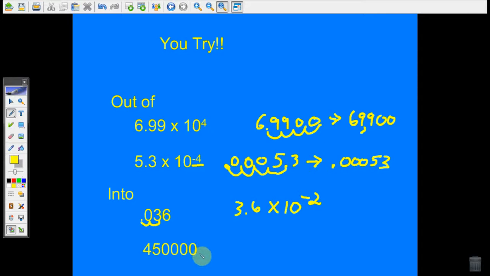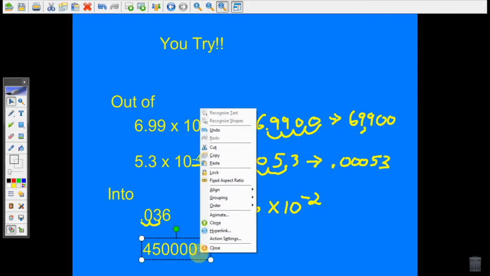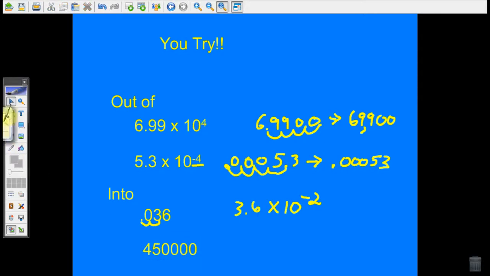Next problem, our decimal is here behind all these zeros that represent placeholders. So we're going to start here and go 1, 2, 3, 4, 5. 4.5 times 10, and this is a big number, so it's just going to be to the 5th. The exponent is positive. Now you're ready to go ahead and try your homework problems.